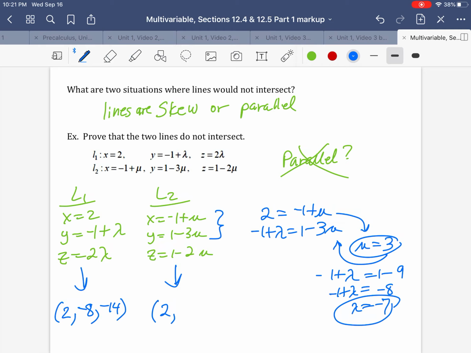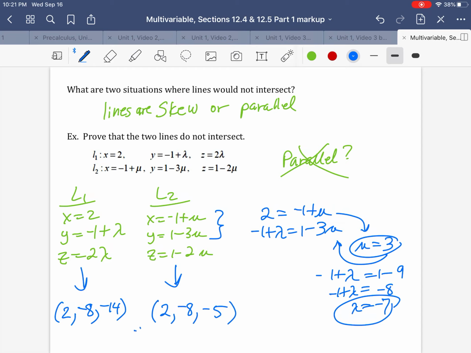On y, 1 minus 3 times mu, so 1 minus 3 times 3, so 1 minus 9, -8. I was expecting that. Now here's a real test. If the last one doesn't come out to -14, then these must be skew. All right, so let's see. I plug 3 into that. So 1 minus 2 times 3, 1 minus 6 is -5.